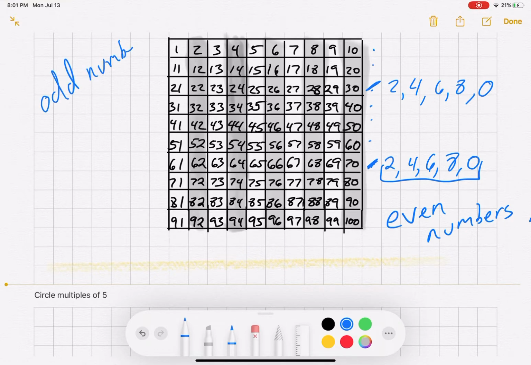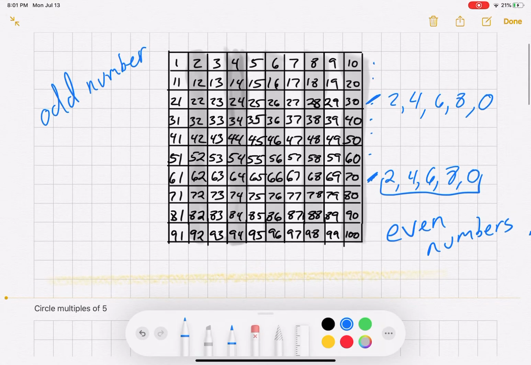All right, if you look at the odd numbers, what did they end in? What is their ones digit? It's 1, 3, 5, 7, and 9.